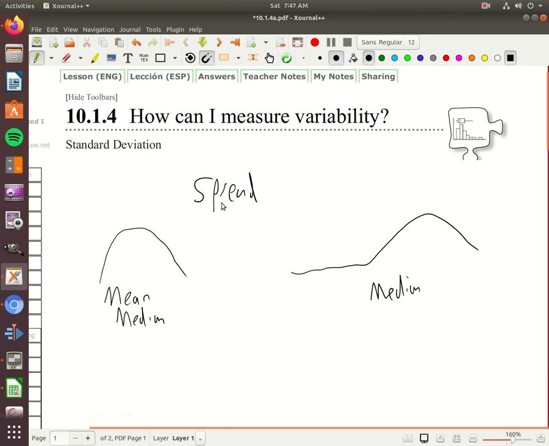So when we measure spread, we're going to look at another way of measuring spread today, and it's known as the standard deviation.